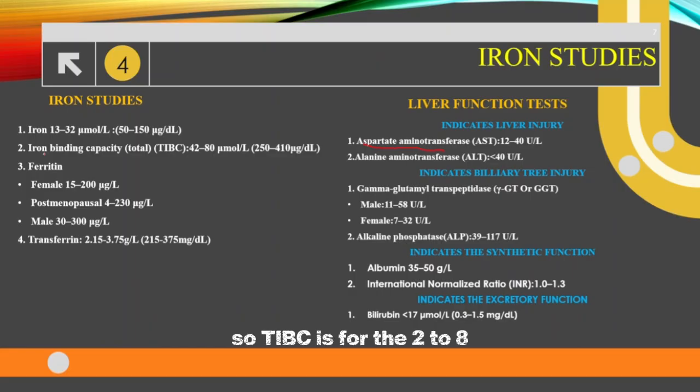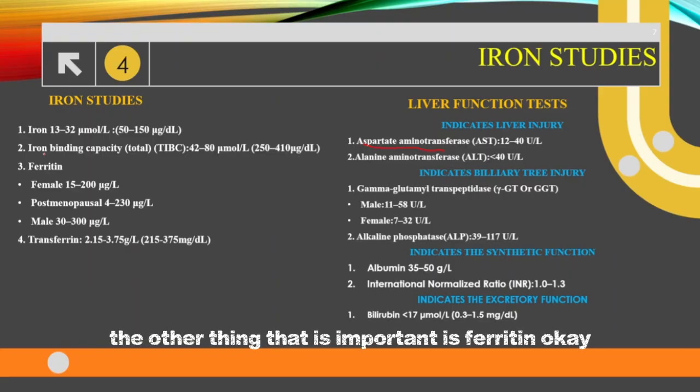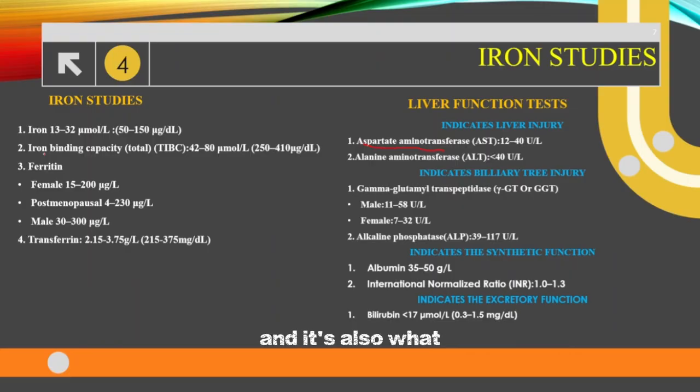So TIBC is 240 to 450, and you need to remember the relationship between iron and the TIBC. The other thing that is important is ferritin, okay? Ferritin is somewhat a storage form of iron, and it's also part of what is called an acute phase reactant. It is produced by the liver, by the way. So ferritin, the normal is 15 to 200 in females, and in the male it's 30 to 300. Just multiply 15 by 2, you get 30, which is for male.